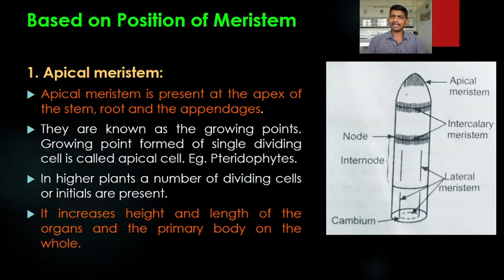It increases the height and length of the organs and the primary body on the whole. So this apical meristem, which is present at the apex, is responsible for increasing the height. It is also responsible for the increase in length of the organs and the primary plant body on the whole. So the whole plant body's growth and development occur because of the apical meristem, because it is present at the apex of stem, root and the appendages.